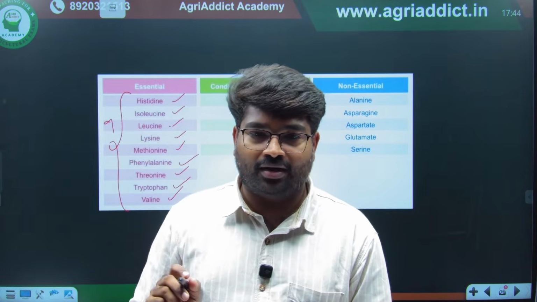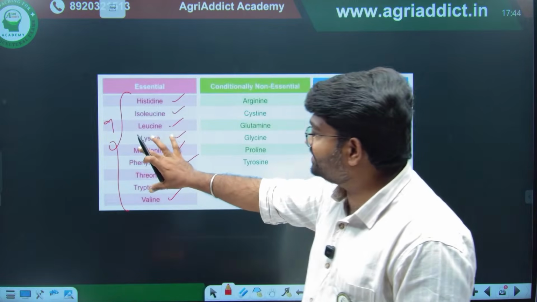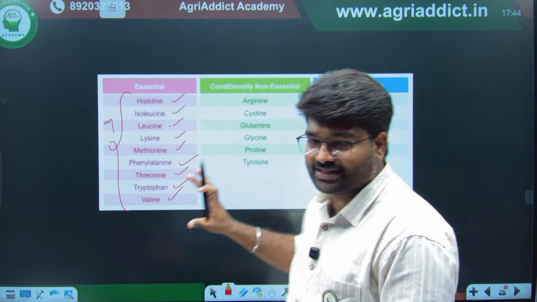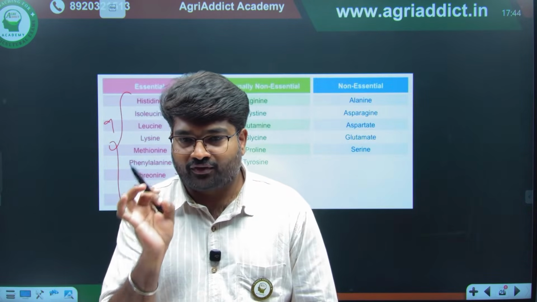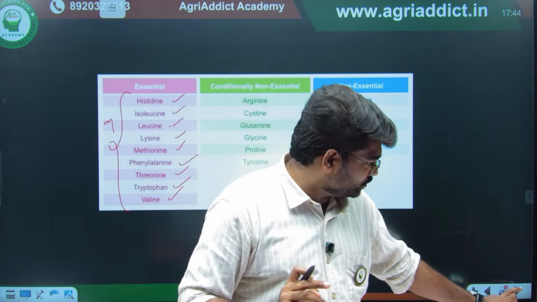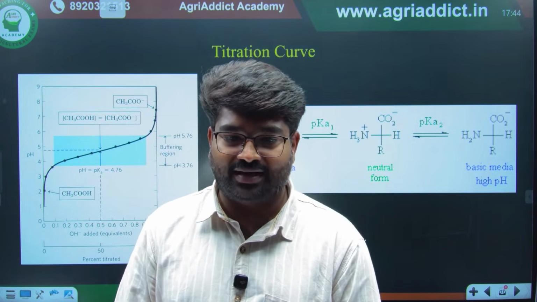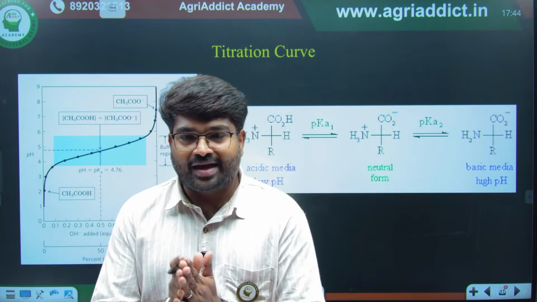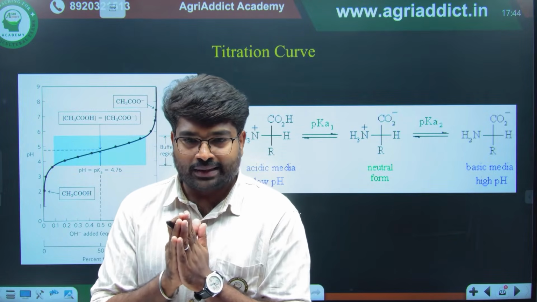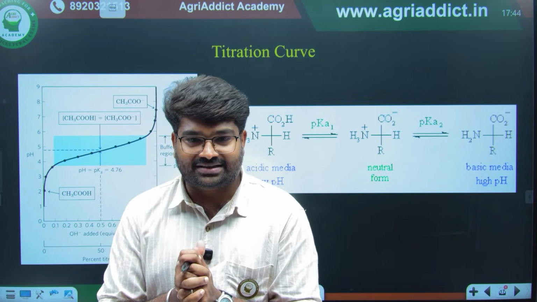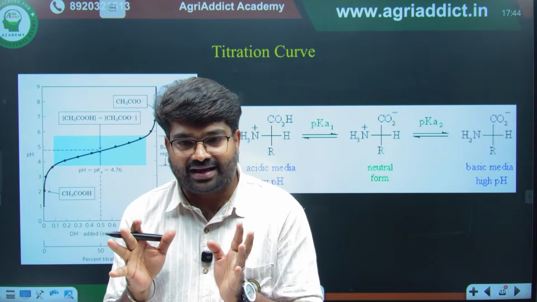This is very important. If you remember these 9 essential amino acids, the remaining things we can solve. From this slide, surely you will get 10 questions: what are the examples of essential and non-essential amino acids? Now we are going to see the titration curve. Why are we discussing this titration curve? From this they will ask problems.